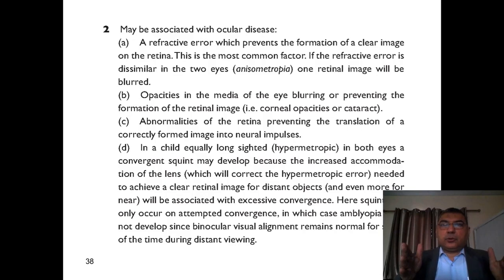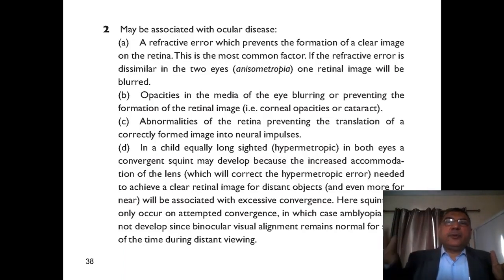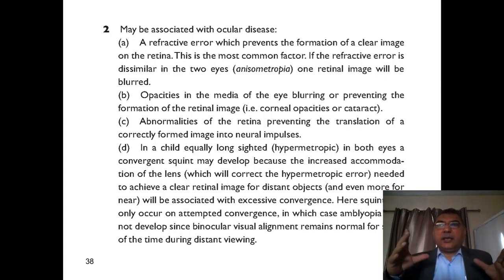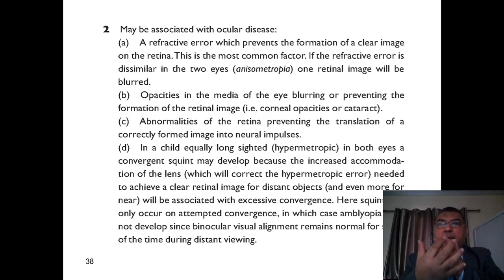This child, to see properly, the image of the target falls behind the retina. So to bring the image to the retinal level, he has to perform accommodation, which is contraction of the ciliary muscle. Contraction of the ciliary muscle will increase the globular form of the lens, increase the power of the lens, and bring the image to the level of the retina.